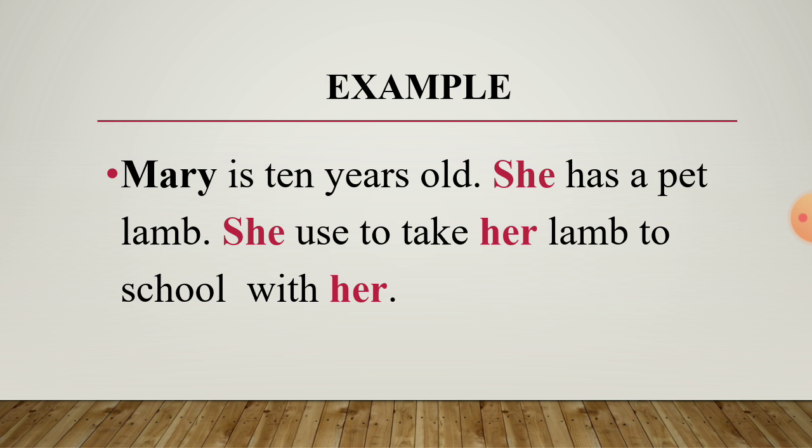In this sentence, Mary is the name of a girl. We use the words such as she and her to replace the noun, and we use these words as pronouns to avoid the repetition of a noun.